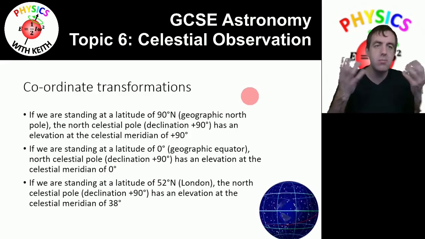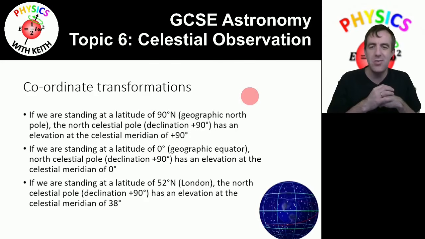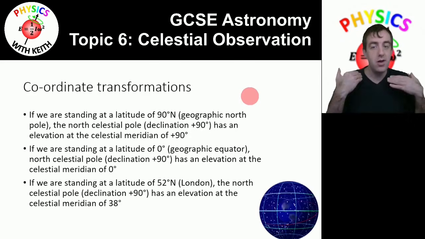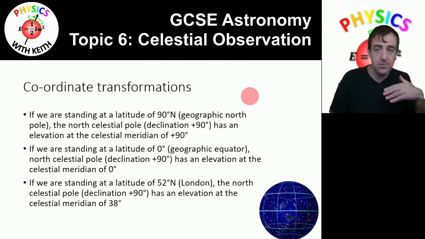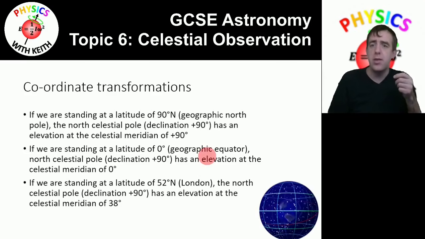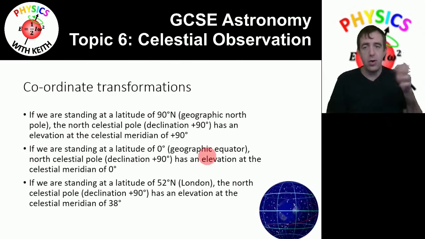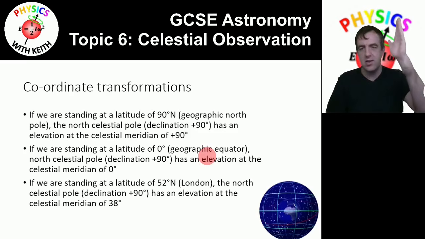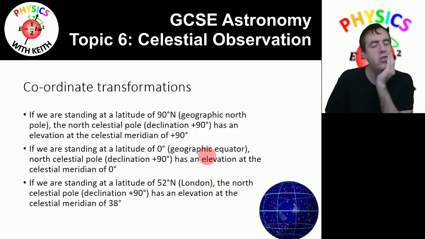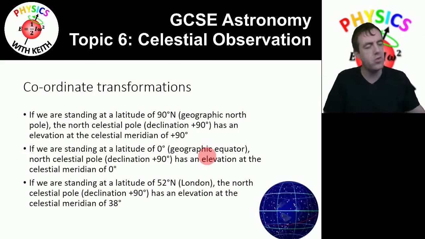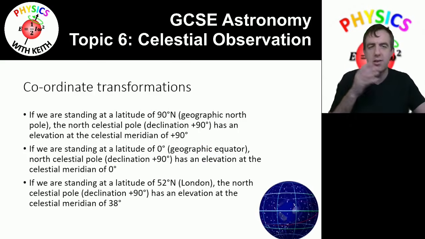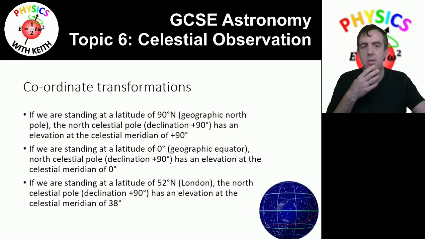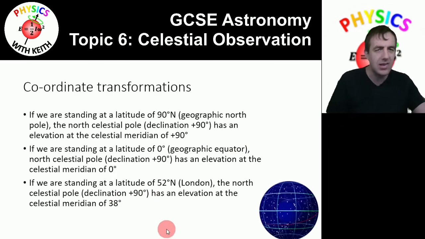So what if we're standing in England? I had to pick a place in England, so I picked London, sorry. If we pick London, we say we're at a latitude of 52 degrees, that's 52 degrees north, then the celestial North Pole has a declination of plus 90 degrees, it still does. Well, now the elevation is just 38 degrees. So you might be looking at these numbers and starting to form a rule in your head. Maybe you're looking at 52 and 38 and thinking, well, how can I combine them to make 90, maybe?